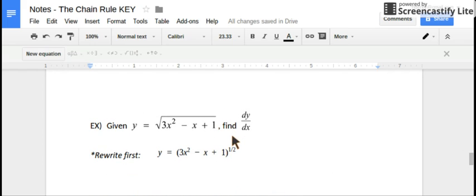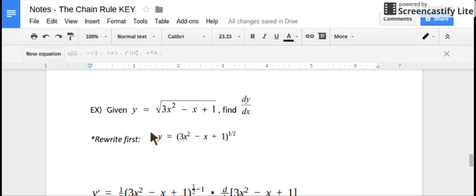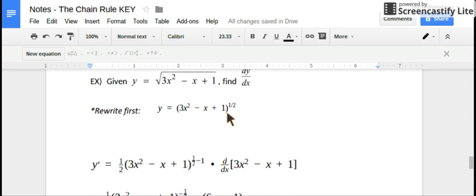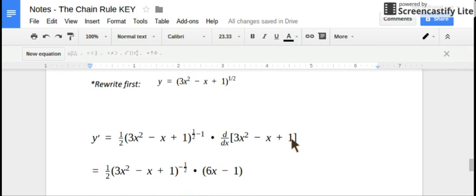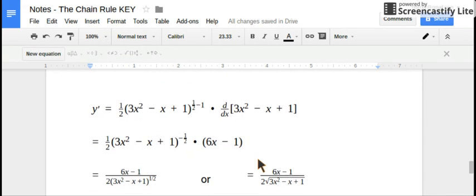If I have a function nested under a radical, that's another use of this chain rule or the power rule. Again, rewrite this without the radical by using a fractional exponent, and then we can use our power rule. Drop the power down to the front, subtract 1 from that exponent, and then the new step, multiply by the derivative of the inside. So the derivative of 3x squared minus x plus 1 is 6x minus 1. Now we can put it all back together.